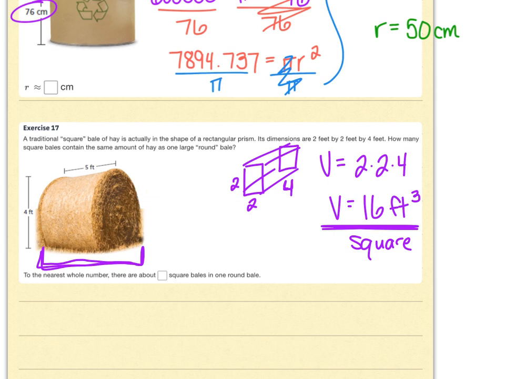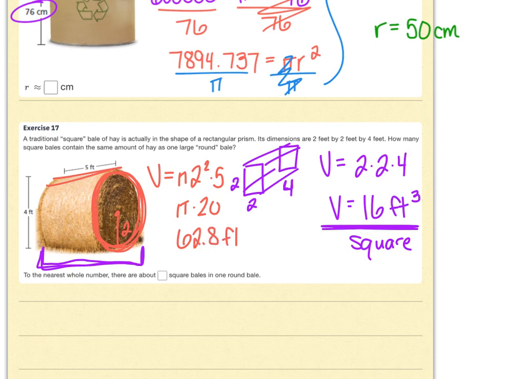And so for that, I'm going to need to find out what the volume of this circular bale of hay is, and that's a cylinder. So I'm going to do pi r squared, which my radius would be half of 4, which is 2, times my height, which is 5. The distance between the two circles is 5. So 2 times 2 is 4. Squaring 2 gives 4. And then 4 times 5 is 20. So we have 20 times pi. And 20 times pi is 62.8 cubic feet.